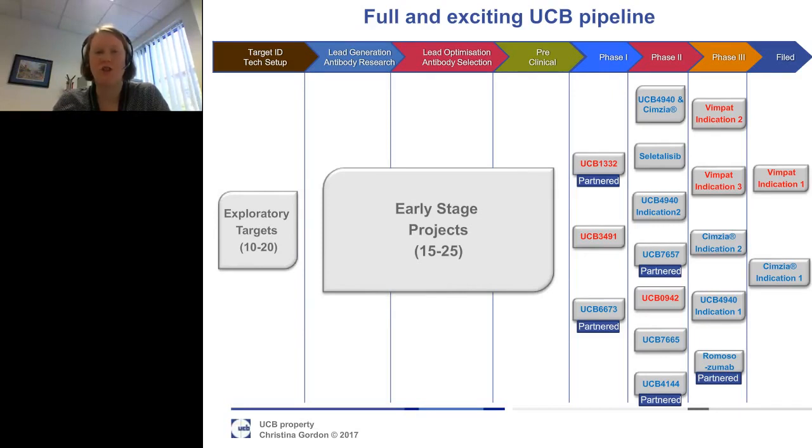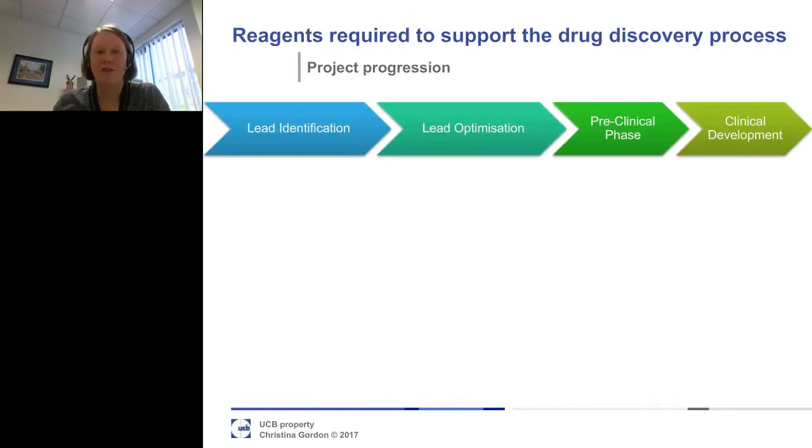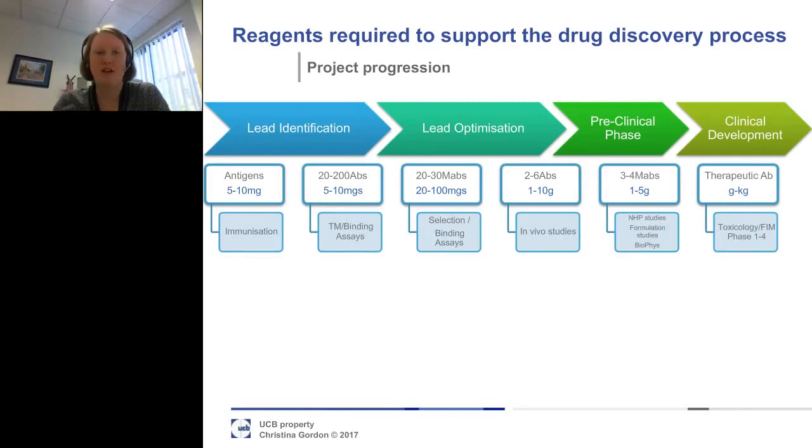What I wanted to show you here is that we have quite a number of projects, and they all will need to be supported by a large number of reagents during their progression. This is why I wanted to also show you a typical project progression and the reagents that are required to support the drug discovery process. A typical progression would be from lead identification through to the clinical development. And during that time, there are large numbers of reagents required.